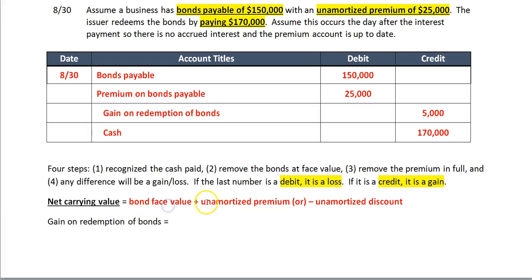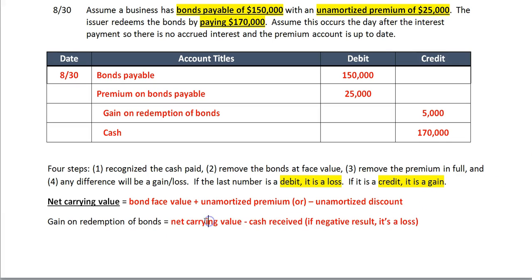It's the bond face value plus any unamortized premium or minus any unamortized discount. A bond can't have both. It can have one or the other. So it depends what you have. If you have an unamortized premium, you add it. If you have an unamortized discount, unamortized means we haven't written it off yet. It's not been amortized. Alright, if we want to calculate the gain on redemption of bonds, say we didn't want to do this whole formula, we just want to figure out quickly what the gain on redemption of bonds is. We have a formula for it as well.